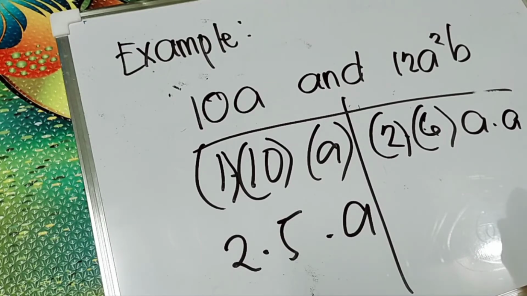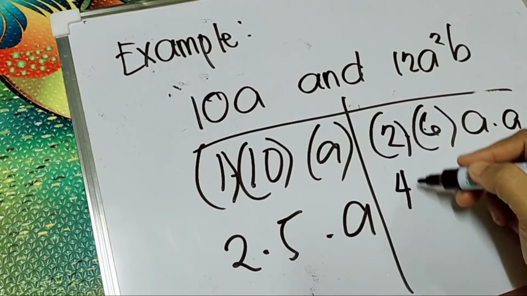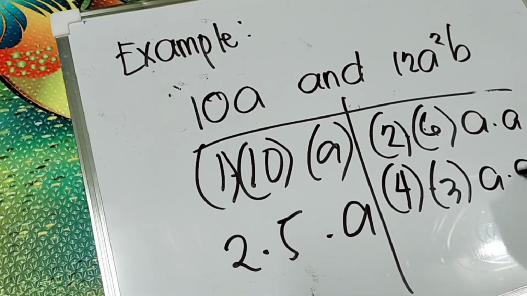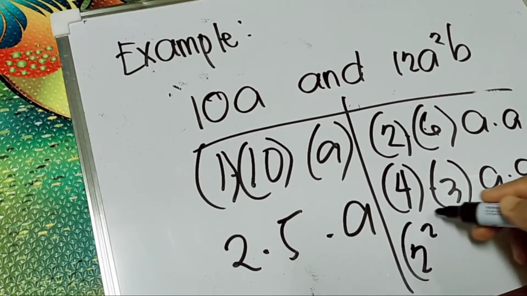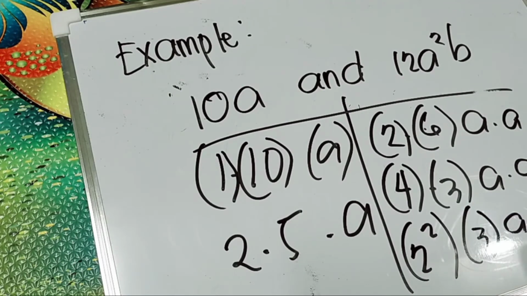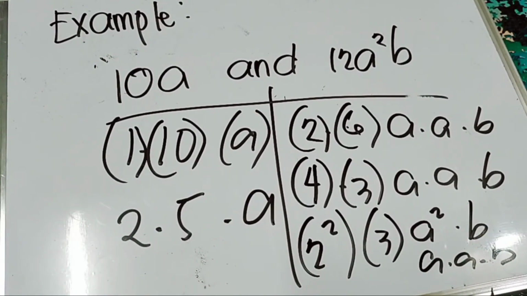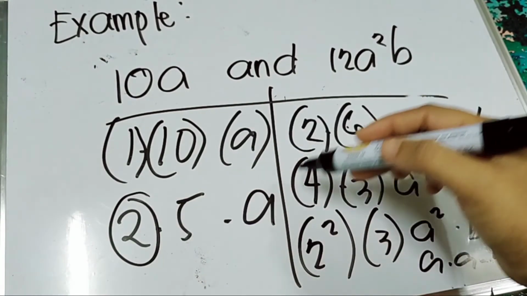And then we have 4 times 3 times a times b. Or we can follow this form, 2 squared times 3 times a squared times b, or a times a times b. Now observe the given factors. What factor do they have in common? We have 2a.